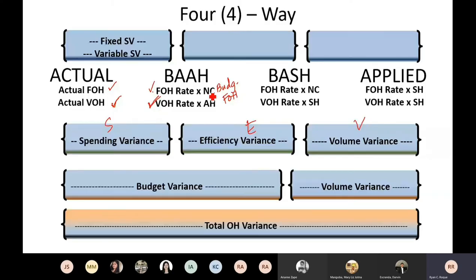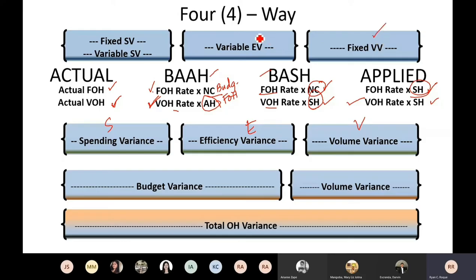Okay? Tingnan po yung fixed component ng BAA at saka ng BASH. Magkamukha ba yung fixed? Magkamukhang magkamukha. So, walang fixed efficiency. Yung variable component natin, magkamukha ba? Iba yung AH o saka SH. So, meron tayong variable efficiency variance. Diyan lang po nanggaling yun. And lastly, tingnan po yung fixed component. Magkamukha ba yung dalawa na to? The answer is no. NC and SH po. So, meron tayong fixed volume variance. Magkamukha ba yung variable component times SH? Magkamukhang magkamukha. So, wala tayong variable volume variance.